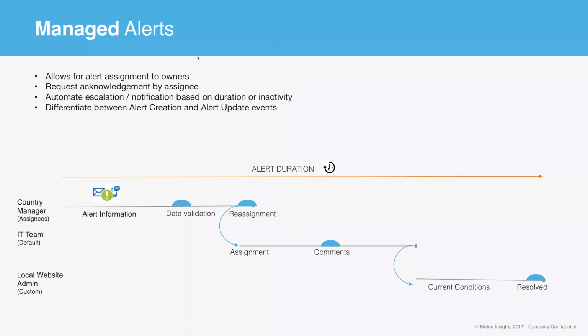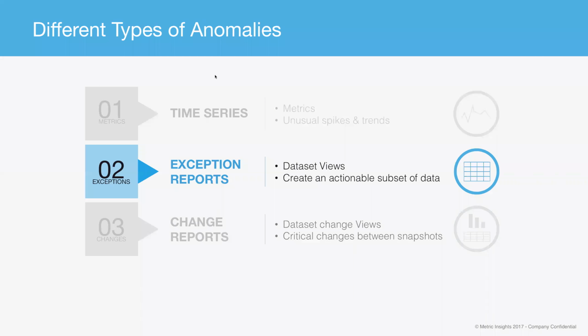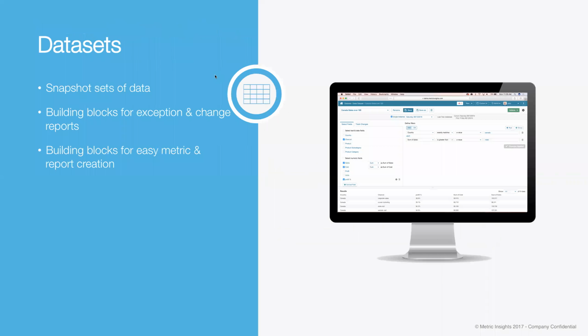All right, so time series alerts focused around metrics, focused around uncovering trends and outliers in metrics. The second type of anomaly that we look for is the concept of exceptions. So what are they? Well, again, we covered the concept of data sets in the last webinar. Go check it out. It's on the blog.